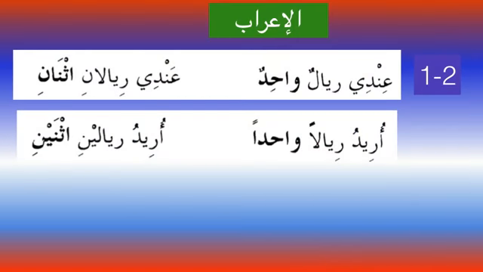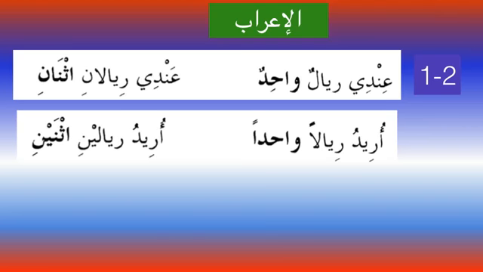So if you want to say mansub, say uridu riyalan wahidan, I want 1 riyal. Or we say uridu riyalaini. So we know duals, they have ani and aini. So ya represents mansub form li'annahu musanna here.